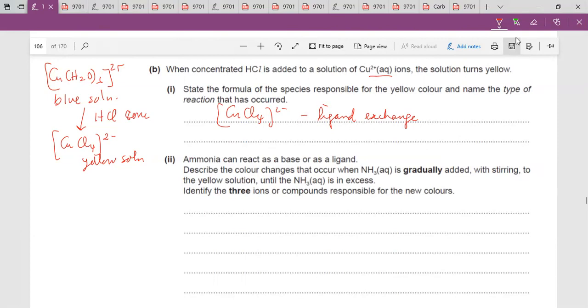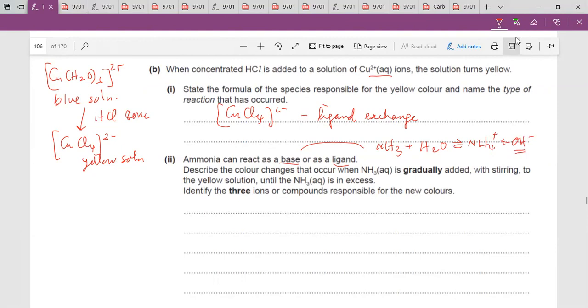See, ammonia can act as a base and a ligand. I told you, right? So as a base means what? As a base means ammonia plus water. A base is a proton acceptor, isn't it? Plus water. It accepts the proton from your water to give you NH4 plus. The H plus comes from your water, isn't it? Plus, of course, a base here, right?